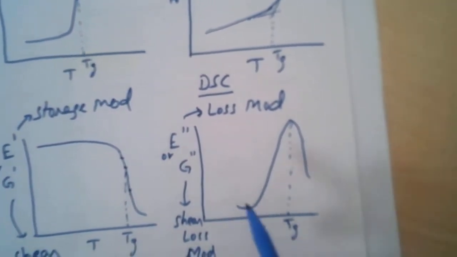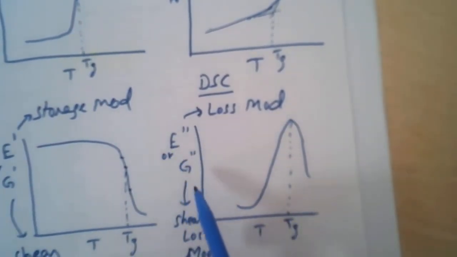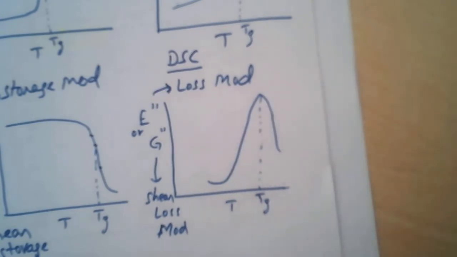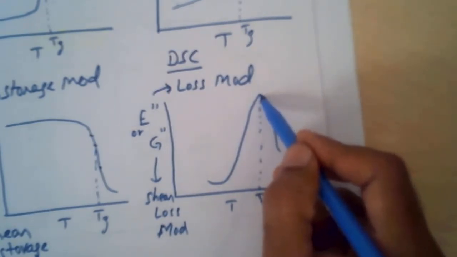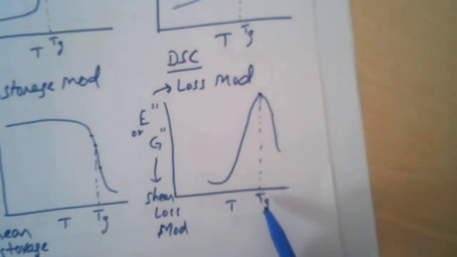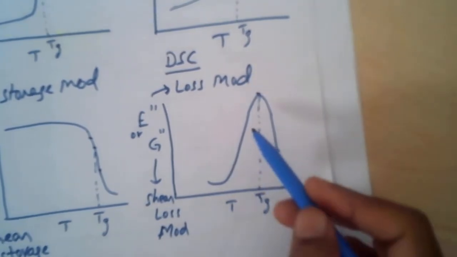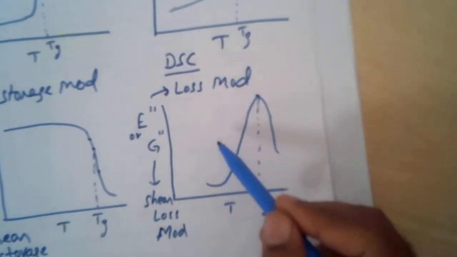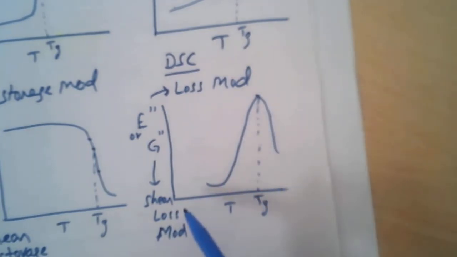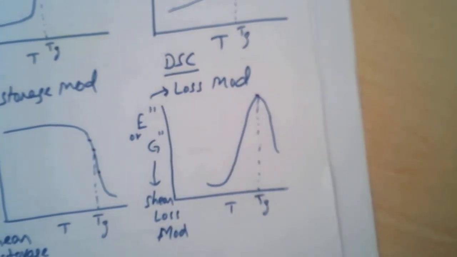But when you plot E double prime or G double prime with respect to temperature, then you get a peak. Now the peak position, the middle of the peak point, we can directly relate to the glass transition temperature. So this is more amenable, more clear. The glass transition temperature will be more clear from the loss modulus versus temperature curve than the storage modulus.